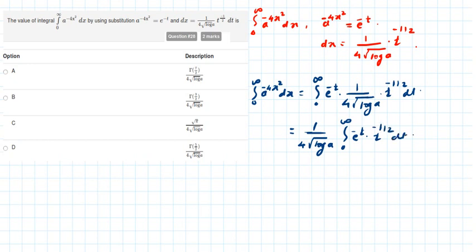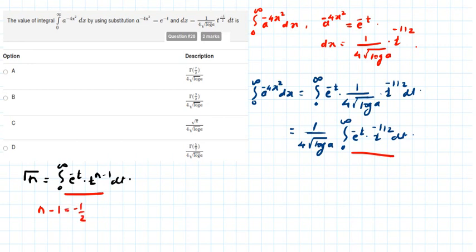Okay, now we know the definition of gamma function. So gamma function says gamma n equal to integration 0 to infinity e raised to minus t into t raised to n minus 1 dt. If you compare this term with the definition of gamma function, you can clearly see the value for n minus 1 is minus half. This implies n is equal to half.